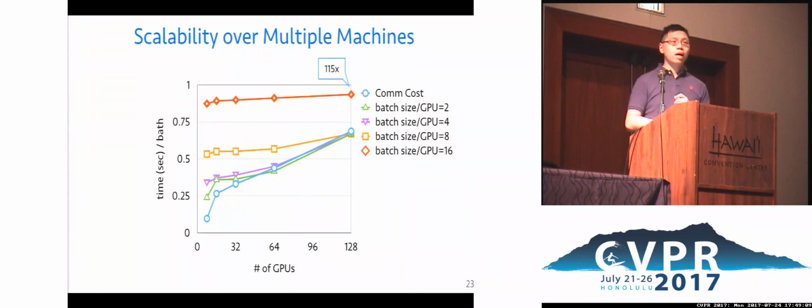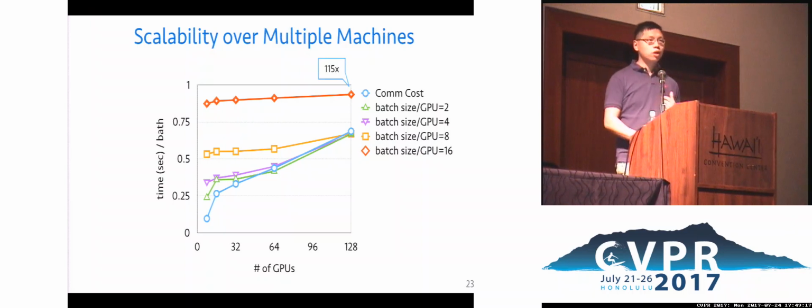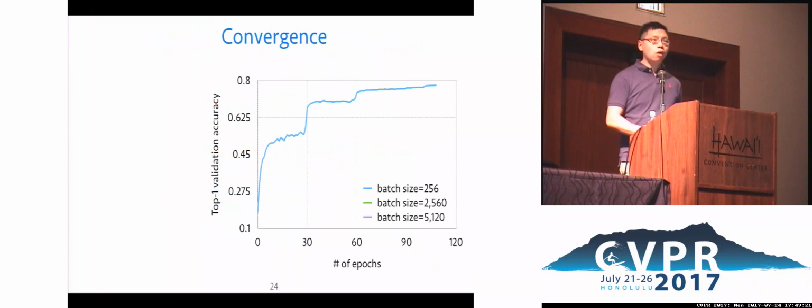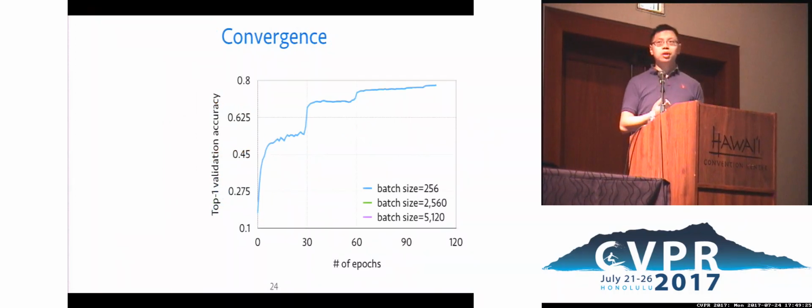So the key message is that the computation should dominate the communication. Secondly, the system automatically parallelizes that for you. So this is only for the performance. The more interesting question is how about the convergence, because now you increase the GPU count, you increase the batch size. Sometimes it slows down the convergence rate.